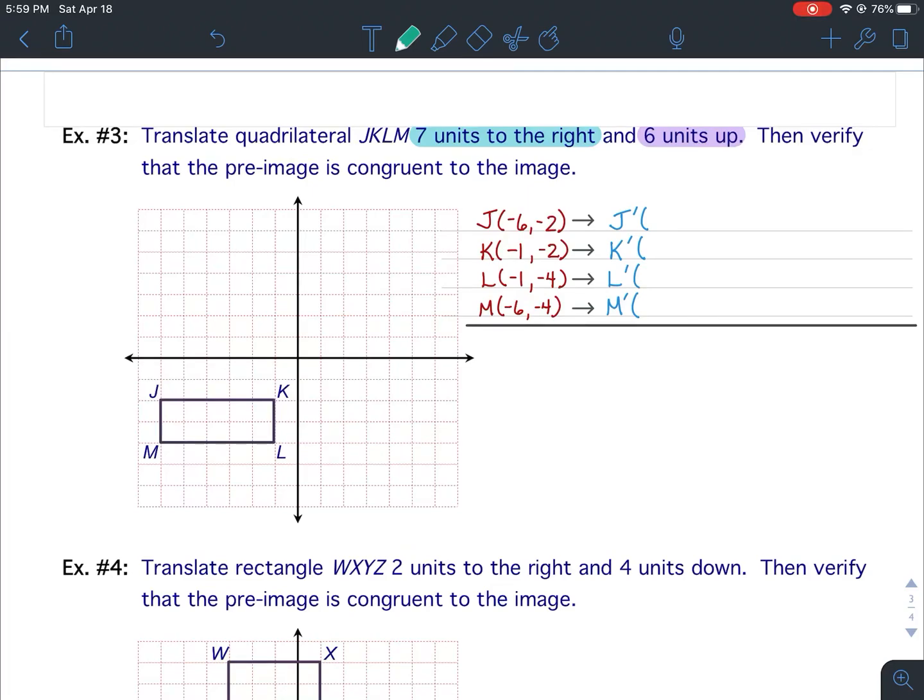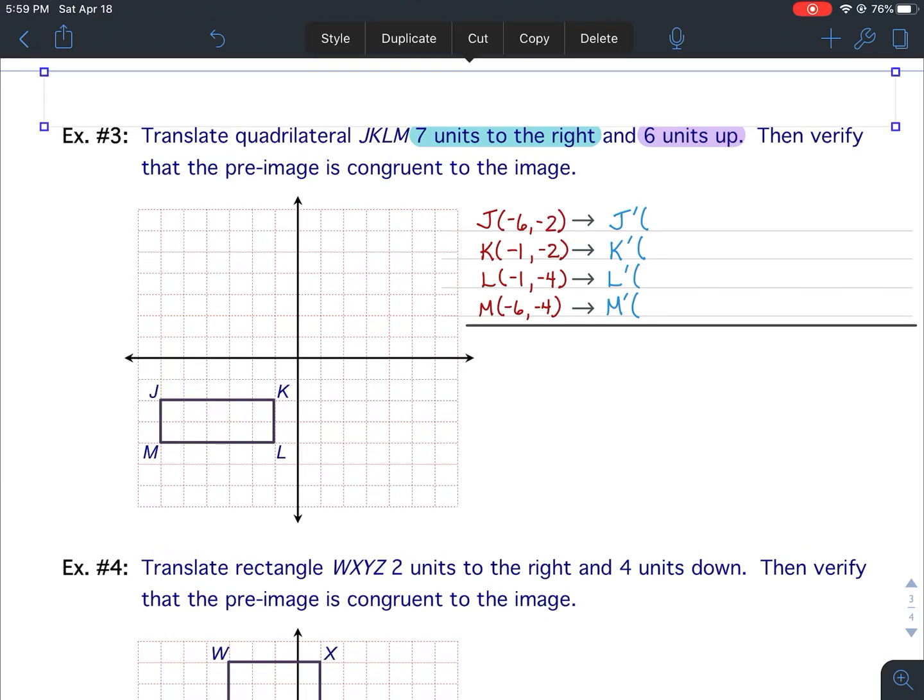Understanding translations, lesson 17, example number 3. Well, example numbers 3, 4, and 5 are all going to be translations on the coordinate plane. So, for the x-coordinate, if they ask you to move the figure to the right, you will add to the x-coordinate. If they ask you to move the figure to the left, you will subtract from the x-coordinate. If they ask you to move up, you will add to the y-coordinate. If they ask you to move down, you'll subtract from the y-coordinate.